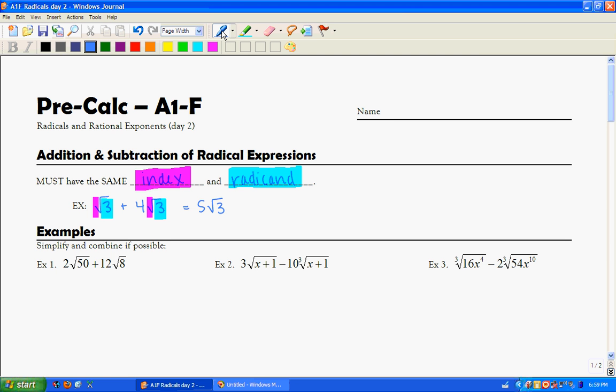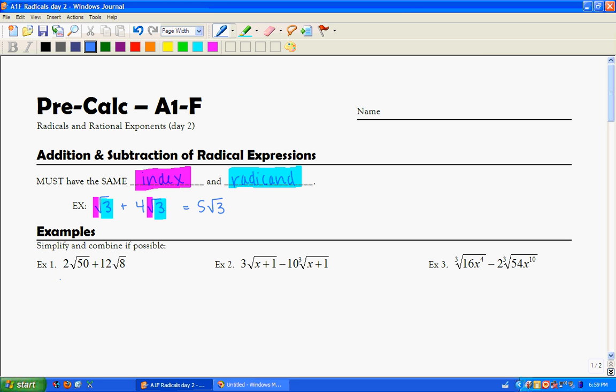So, for example 1, the way it stands right now, we are not able to add those because one radicand is 50 and the other radicand is 8. The index is 2 for both of them, so that part works, but the radicands are different, so we cannot add them. Since that is the case, we must first simplify those radicals.